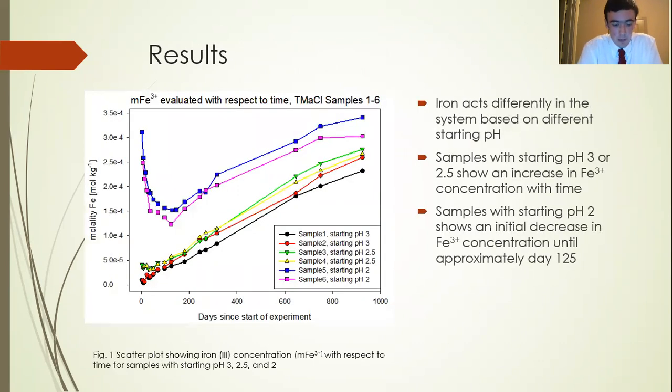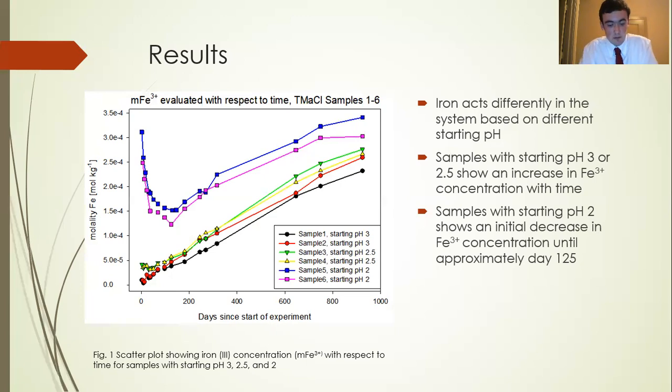So now, results. This is a plot of ferric iron, that's molality of iron 3+, in moles per kilogram on the y-axis, and time in days since the start of the experiment on the x-axis. As you can see, samples 5 and 6, which have starting pH 2, represented by the blue and pink symbols, released iron into solution in a much different fashion than samples 1 through 4, here represented by black, red, yellow, and green symbols, which were at starting pH either 2.5 or 3.